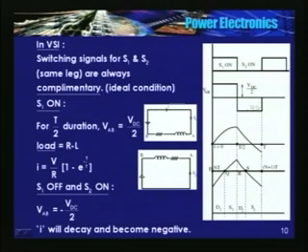So at steady state, if I have to draw the current waveform, it may look like this. When I am closing S1, current is negative, it increases, becomes positive and attains a positive value. After some time, when you open S1 and close S2, it starts decreasing, becomes 0 and becomes negative, and this cycle repeats.